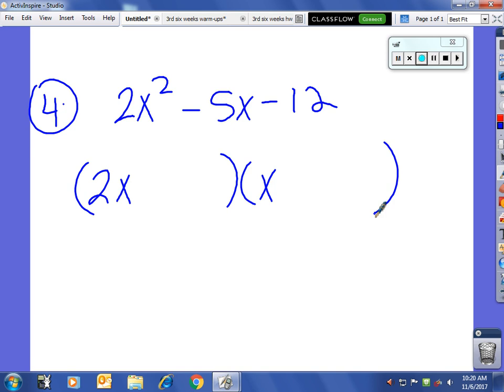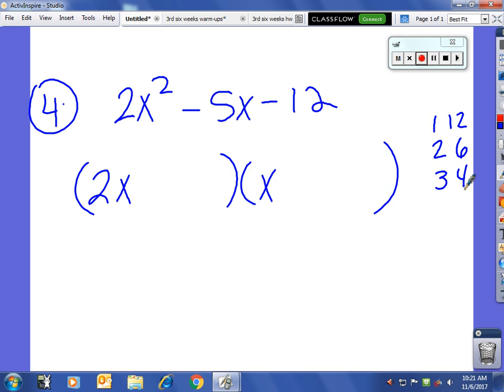What do I know about my signs here? They have to be different, but please, please, please do not put a plus and a minus down because you don't know where the signs go when the signs are different until you find the right combination. 12 could be 1 and 12, 2 and 6, or 3 and 4. Pick a pair and start guessing. I usually start with the factors that are kind of close to each other. Like I would probably start with 3 and 4, and if that doesn't work, I'd move on to 2 and 6. And if that doesn't work, I'd move on to 1 and 12.